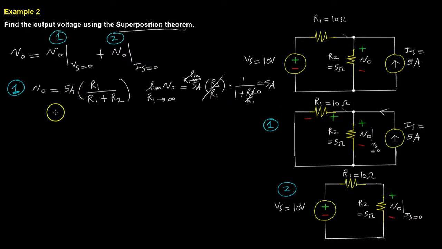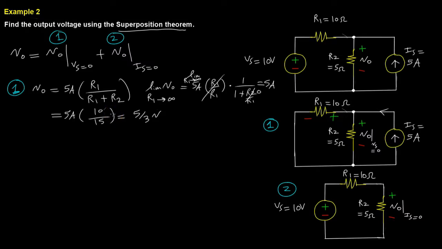So let's actually calculate the value first before we do the other method. We simply calculate 5 amps times 10 over 10 plus 5, which is 15. That is simply 1/3, so that's going to be 5/3 of an amp, 5/3 of a volt. Always check your dimensions. So we have 10 over 10.